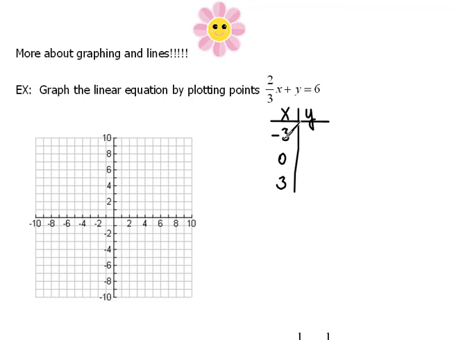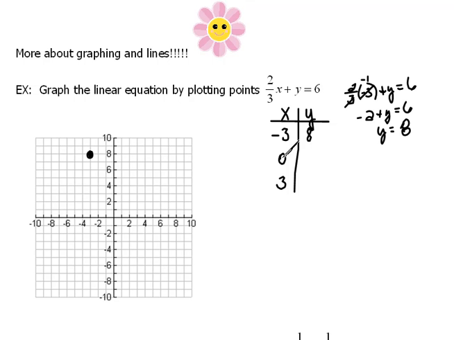When I use -3 for the x value, that makes 2/3 times -3 plus y equals 6. And now look, the 3 and -3 will cancel and leave me with a -1. So 2 times -1 is -2, plus y equals 6. When we add 2 to both sides, we get y equals 8. So now we have the point -3, 8. I'm going to go ahead and plot that point right there.